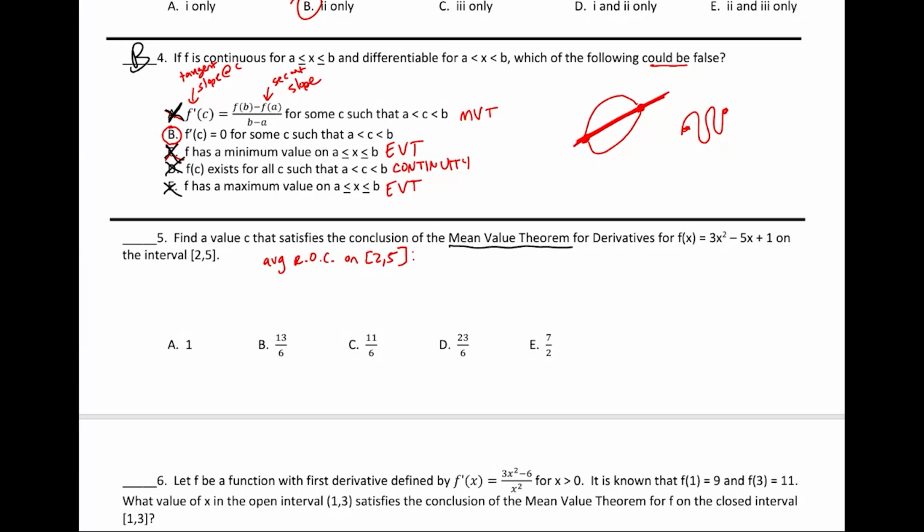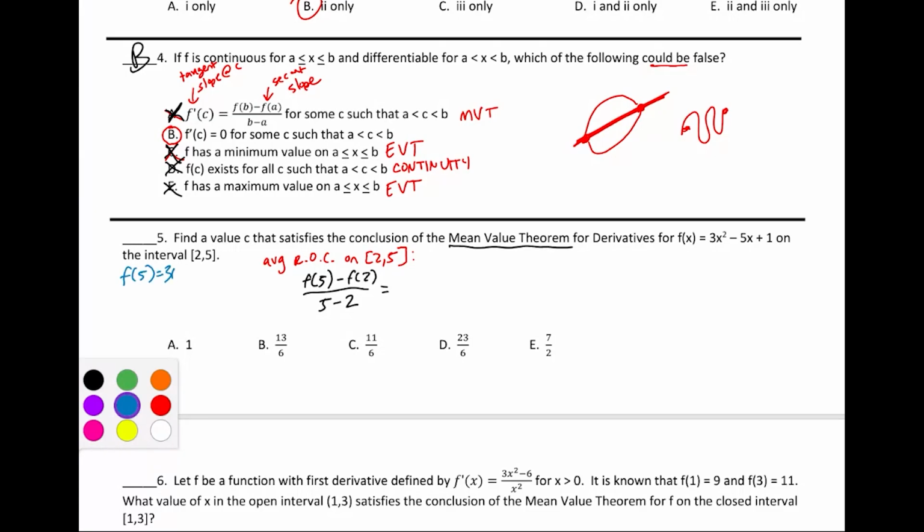Okay, is another way of saying the slope of that secant line. And so what we want is f of 5 minus f of 2 divided by 5 minus 2. So we do need to evaluate f of 5 and f of 2, and I'll go ahead and do that out to the side here.